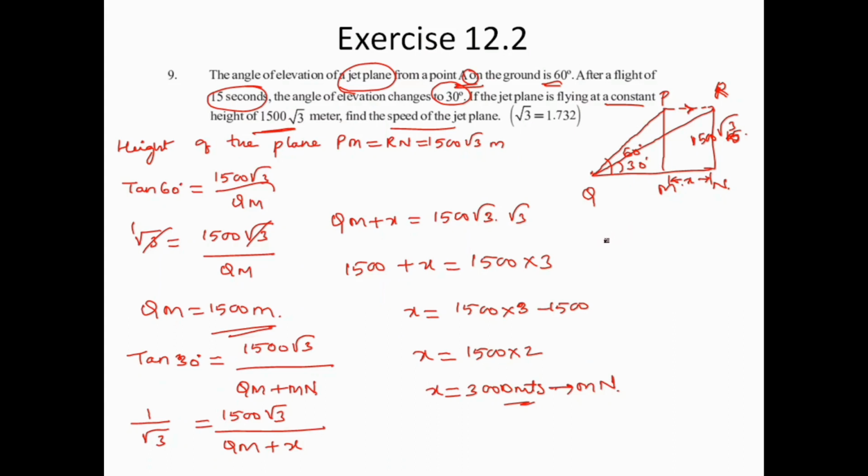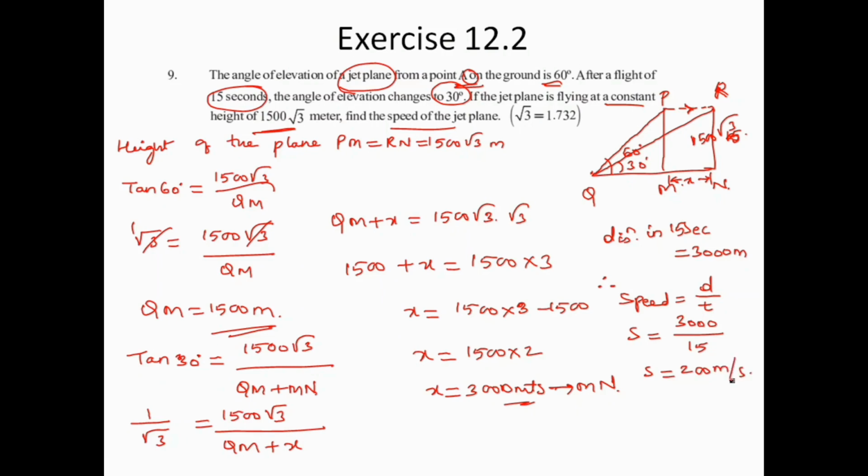Okay. Now the required thing is the distance traveled. Now he is asking us to find the distance traveled. Okay, now the distance traveled in 15 seconds is how much? It is our resultant, that is 3000 meters. Okay, now he is asking us to find the speed of the jet plane. Speed is equal to distance by time. So S is equal to 3000 by time, which is 15. So when you divide this, the answer is 200 meters per second.